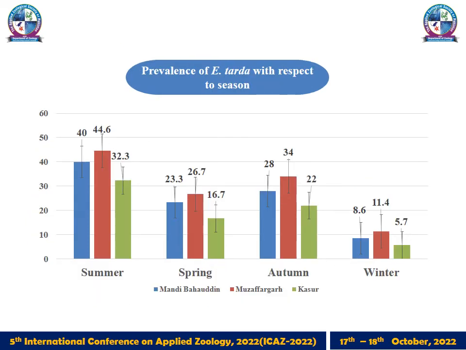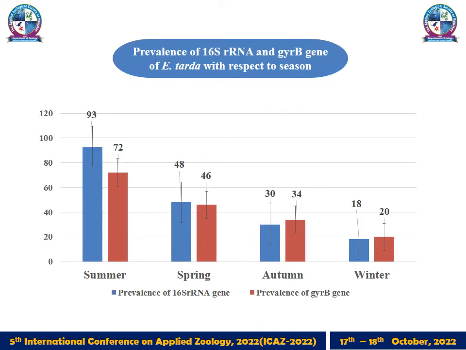And this shows the prevalence of E. tarda with respect to season. Maximum prevalence was recorded in summer, 44.6% in the fish farm of Muzaffargarh, and minimum prevalence was recorded in winter season in the fish farm of Kasur, that was 5.7%. And this shows the prevalence of E. tarda, 16S rRNA gene and gyrB gene with respect to season, and this shows 93% prevalence in the summer season.